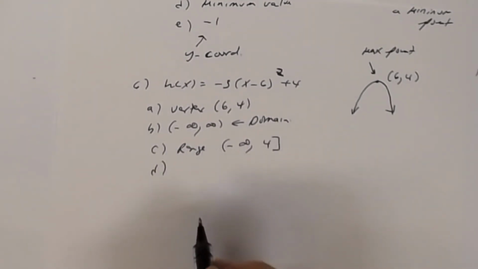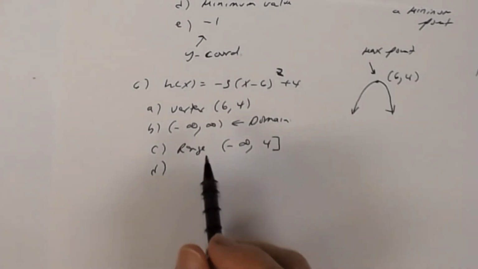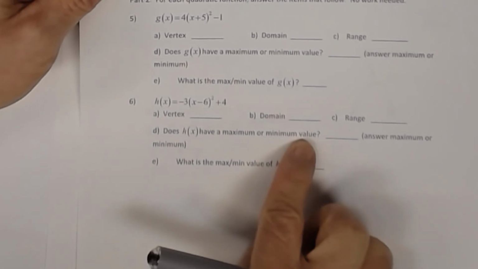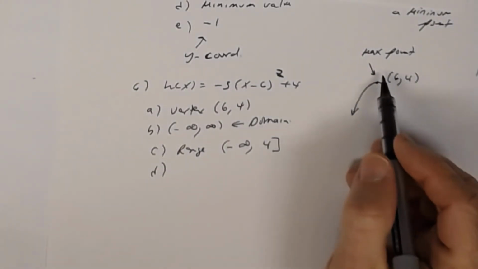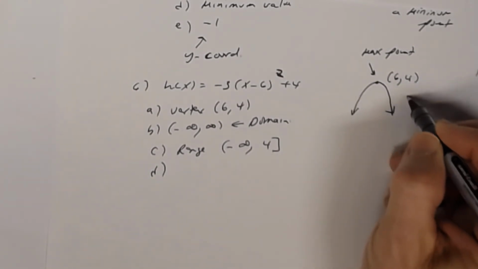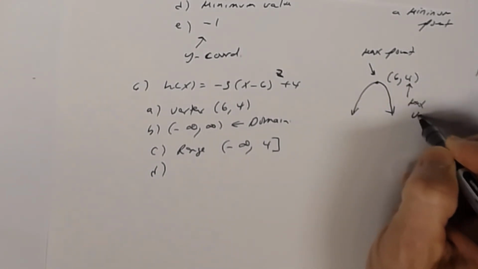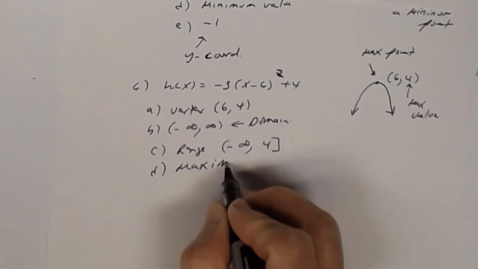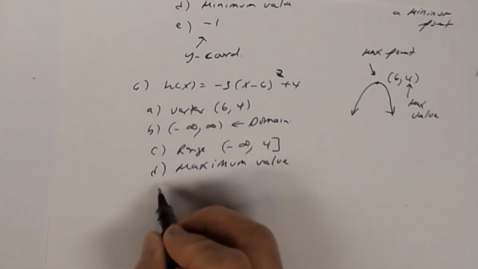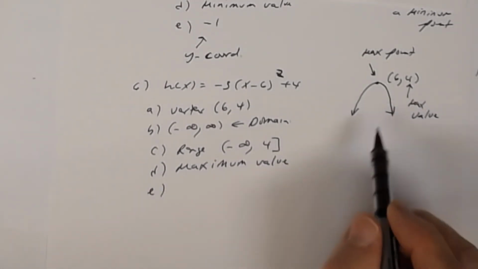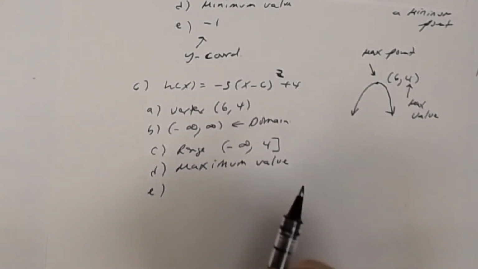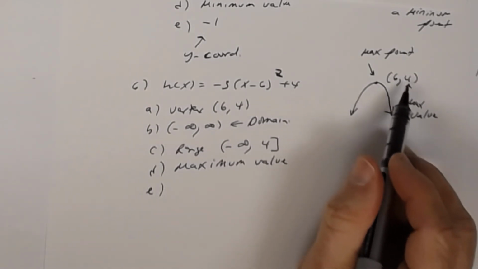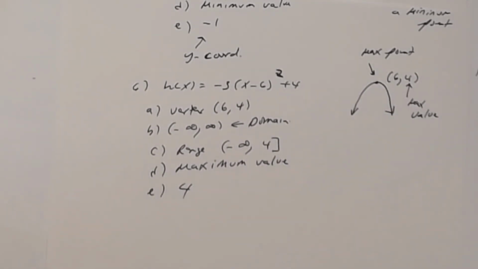Okay, D, they ask you, let me go ahead and show you. D says, does h of x have a minimum or maximum value? All right, and so notice, since this is a maximum point, it's going to have a maximum value. And then E, they want to know, well, what is that maximum value? It did not ask you for the maximum point, okay? It asked you for the maximum value. So the maximum value is a y coordinate, so that's 4. So the answer is just 4, okay?